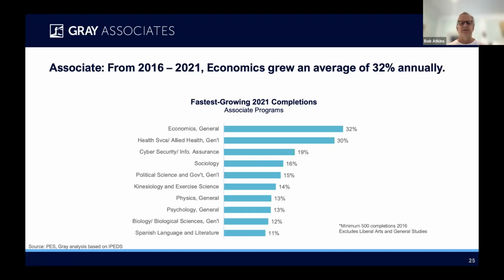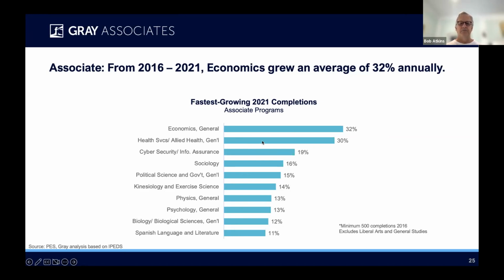What's growing fastest? Generally speaking, these are the more liberal arts programs, just intrinsically, partly from what's being taught at the associate's level. Economics, I'll jump down a little bit, sociology, political science, physics, psychology, biology, and Spanish language and literature. Again, those are sort of the eclectic ones.